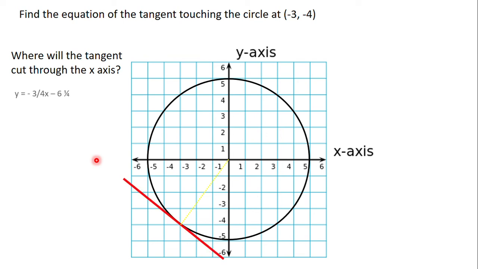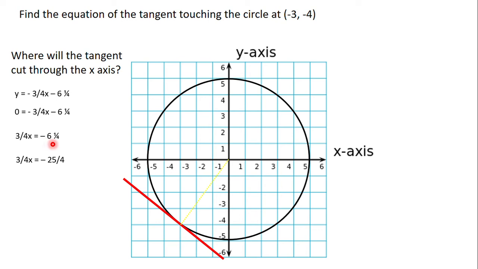Okay, so let's figure out how we're going to do that. We're going to make this y into 0 and see what x has to equal when this y is 0. Okay, so we've got 0 equals minus 3 over 4x minus 6 1/4. We now need to rearrange. We can add 3 over 4x to both sides, and that minus 3 over 4x will disappear, and it'll reappear on this side. And then we go through the steps.